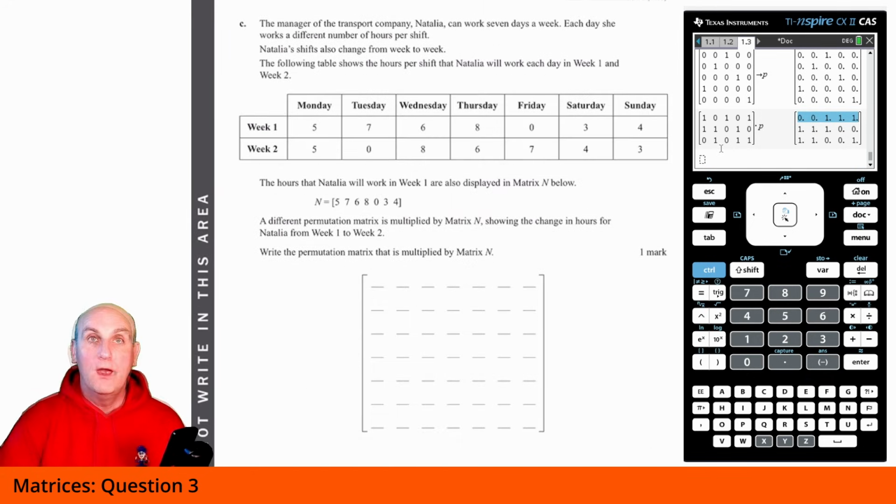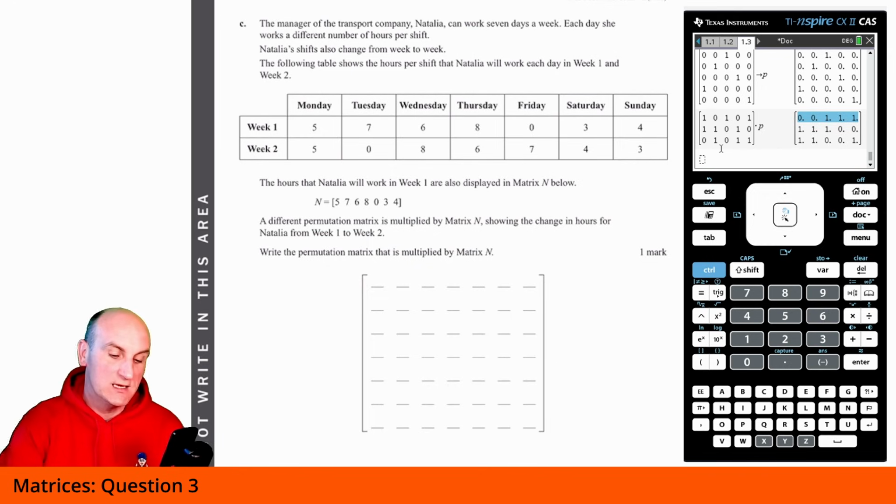I like that one. Okay, so now part C. The manager of the transport company, Natalia, can work 7 days a week. Each day she works a different number of hours per shift. Natalia's shifts also change from week to week. The following table shows the shifts from week 1 and week 2. The number of hours that Natalia will work in week 1 are displayed in matrix M below. A different permutation matrix is multiplied, showing the change in hours for Natalia from week 1 to week 2.